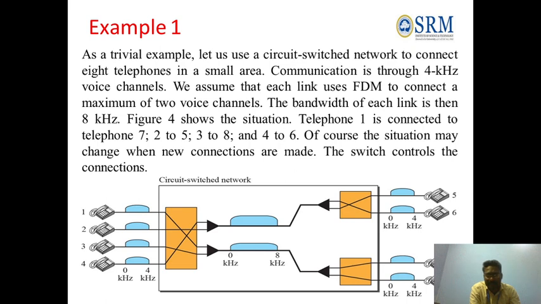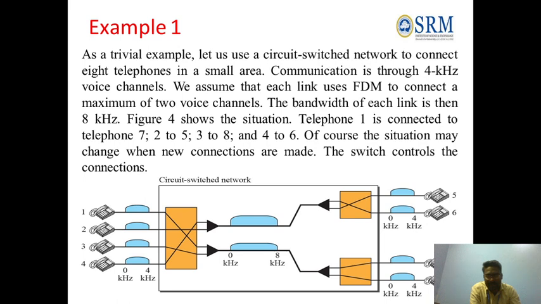The telephone lines 1 to 4 are shown here, and the remaining are 5, 6, 7, 8. See here how this circuit switch connection is established between these links. Telephone 1 is connected with 7 through the switch, 2 is connected with 5, 3 with 8, and 4 with 6.